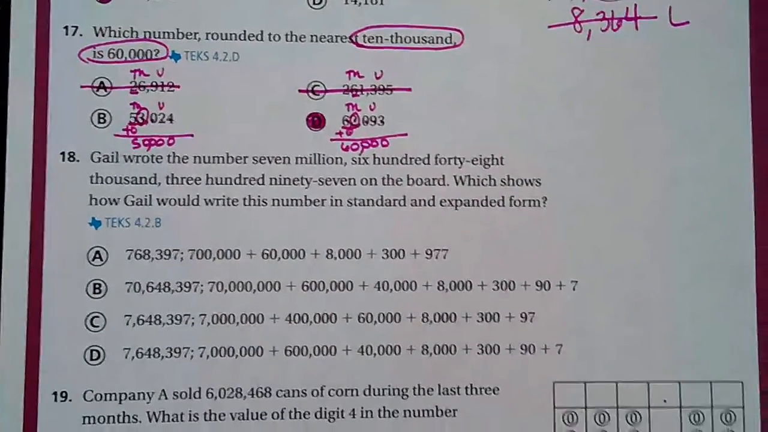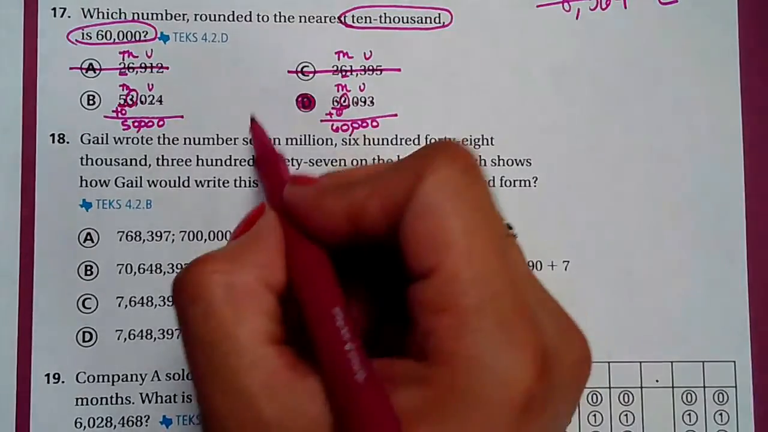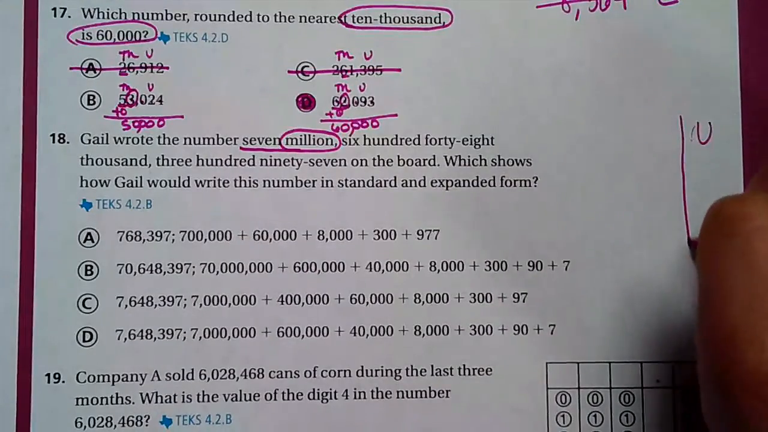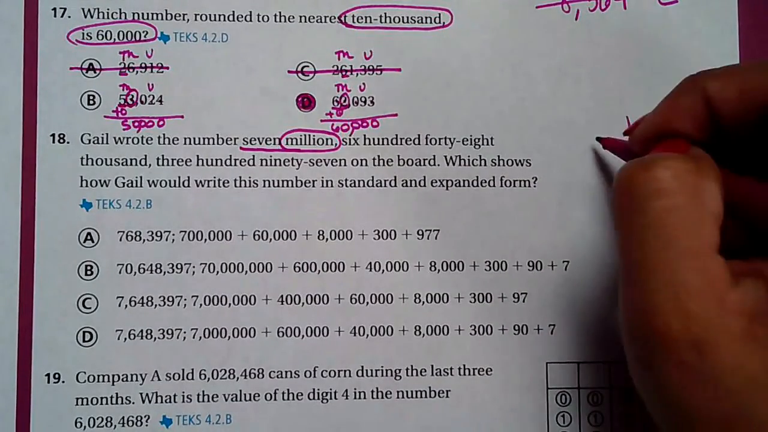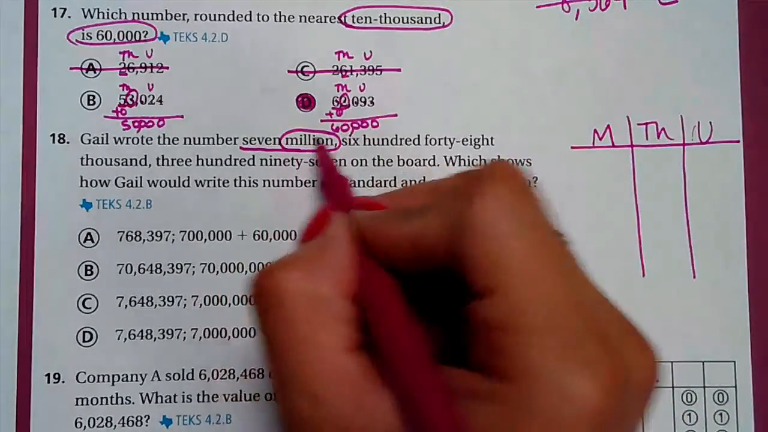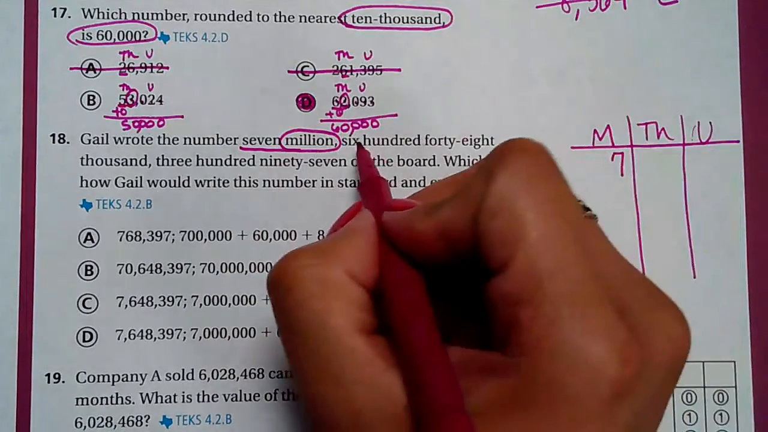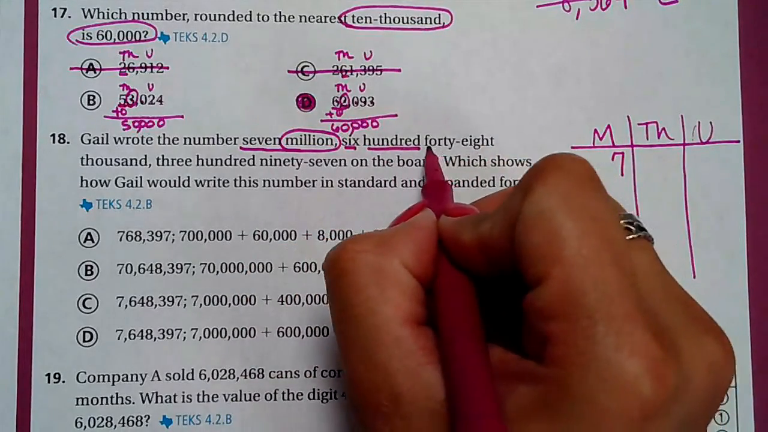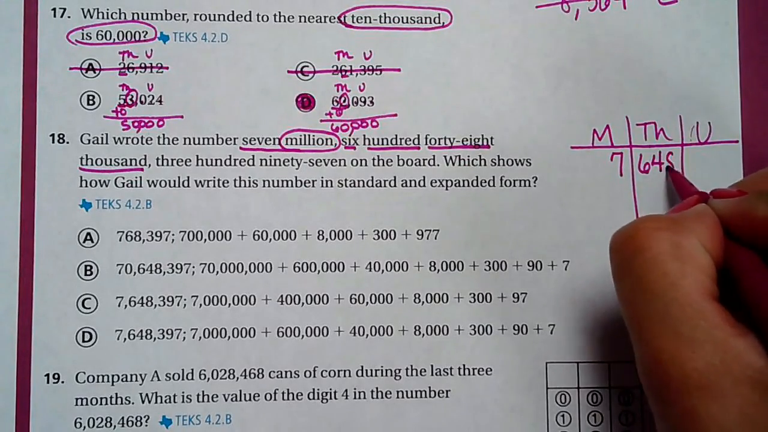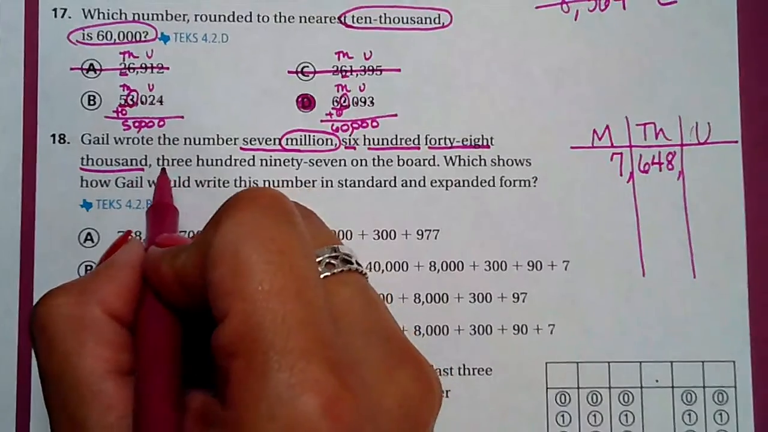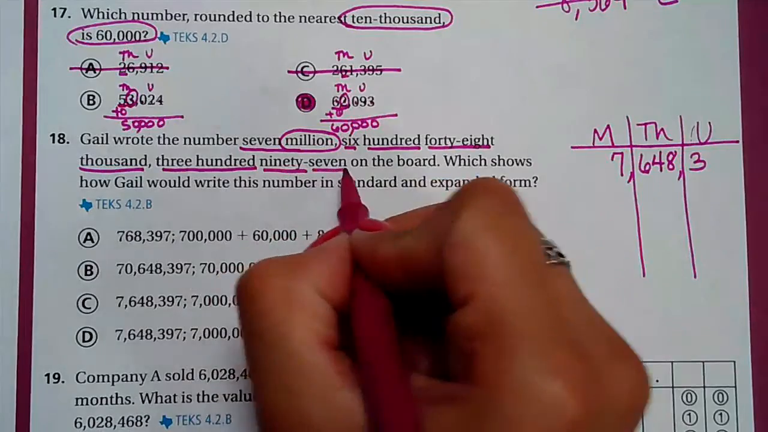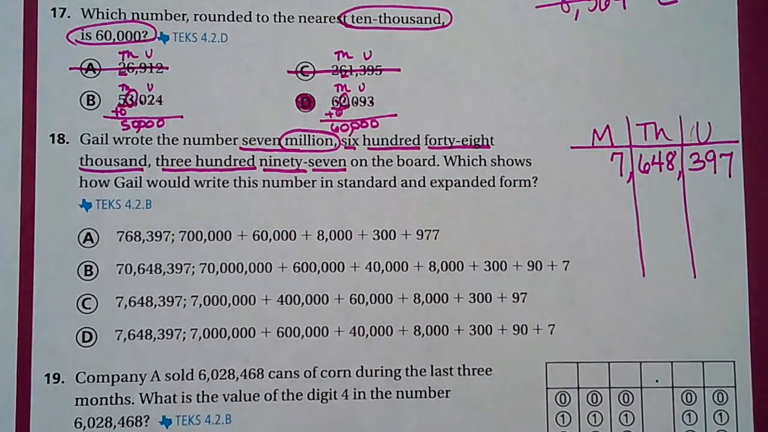The next one says, Gail wrote the number 7 million. Ooh, here we go, 7 million. So we know we're going to have units, thousands, millions. Okay, 7,648,000. 648,397. And that's how you do it.